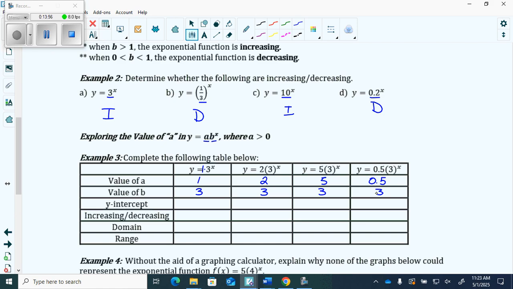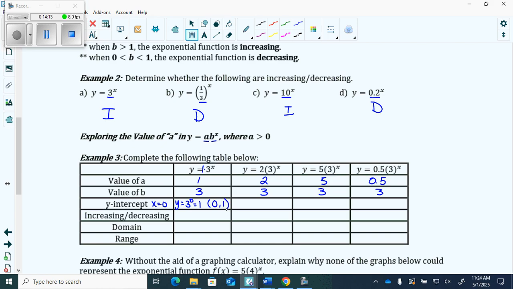Now, if we want to find a y-intercept, we have to plug in x equals 0, correct? So let's look at this first one. Y equals 3 to the 0. What is anything to the power of 0? 1. So that's why this one is 0, 1.